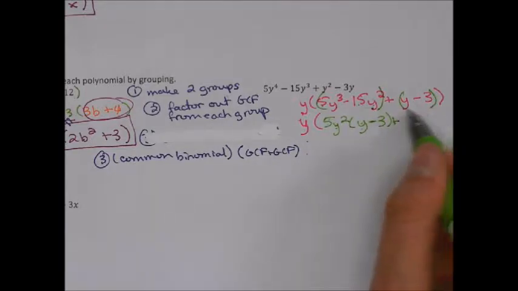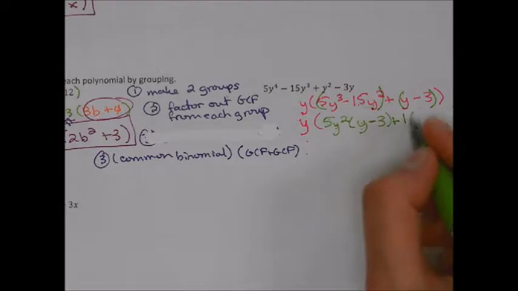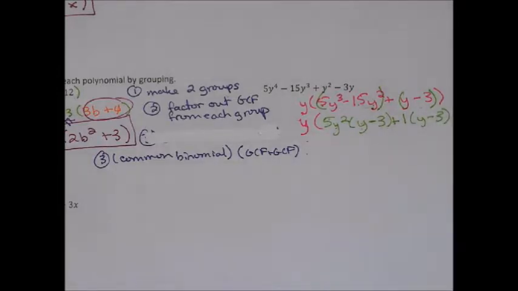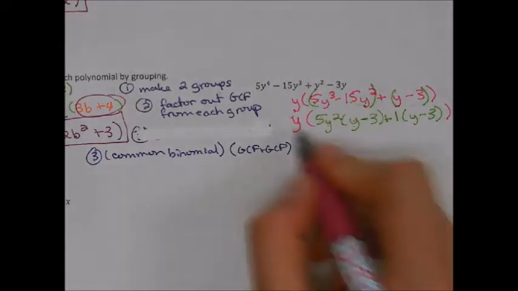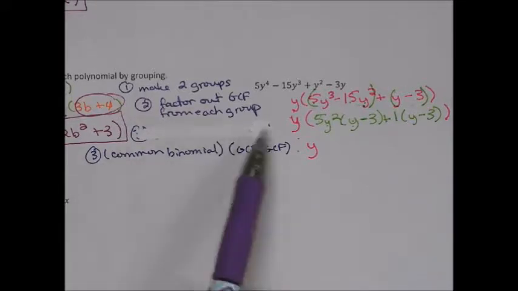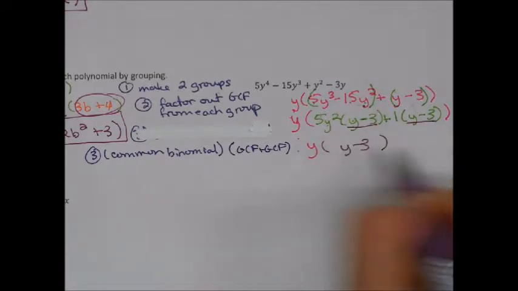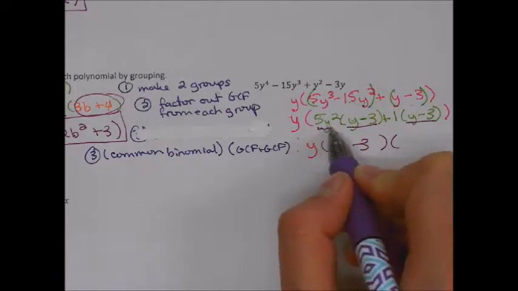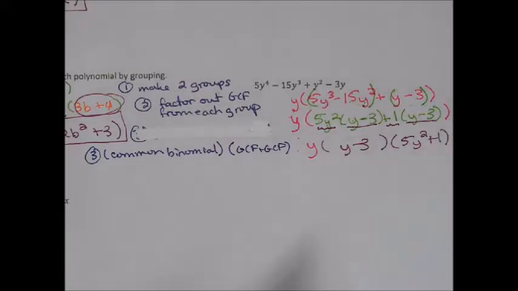Plus, do I have a GCF here? Not technically, so that means I have a 1. Okay, so again, I have the y just out here. Let's do our last step. We have a common binomial, GCF plus GCF. What one's in common? Y minus 3. And then I have 5y squared, and then plus 1. Those were my GCFs from step 2. That is my answer.